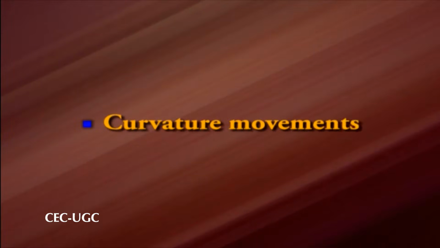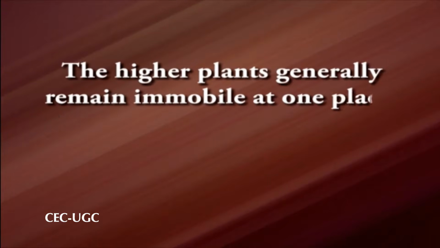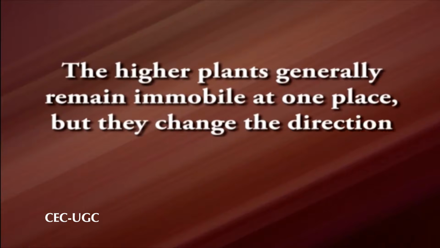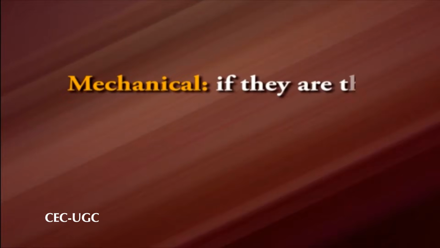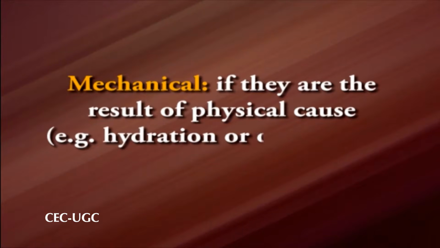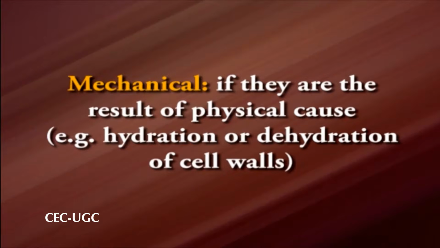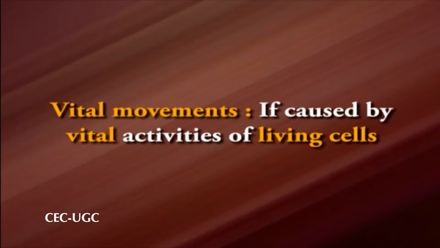Curvature movements. The higher plants generally remain immobile at one place, but they change the direction of their organs by means of curvature. The movements of curvature are called mechanical if they are the result of a physical cause, for example, hydration or dehydration of cell walls. Or these are called vital movements if caused by vital activities of living cells.